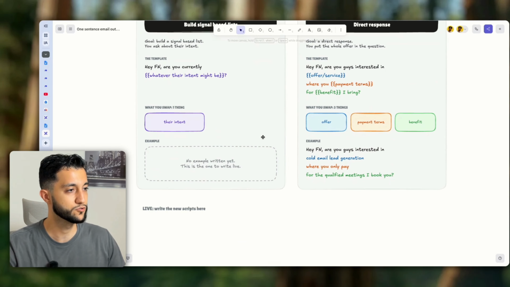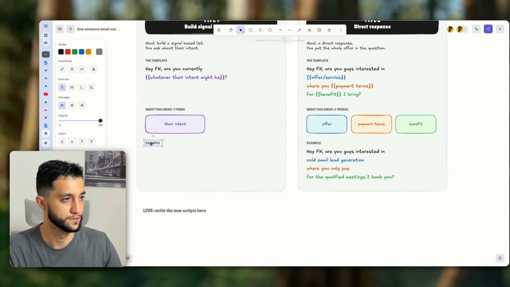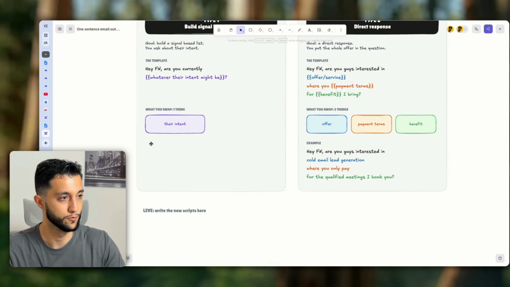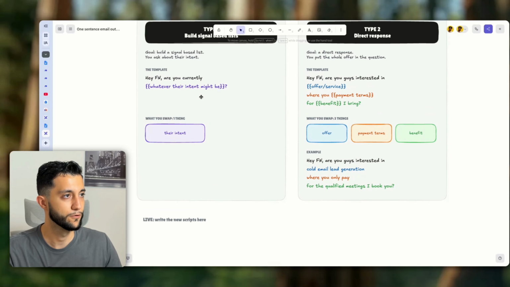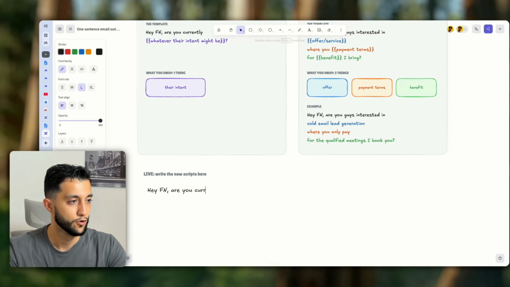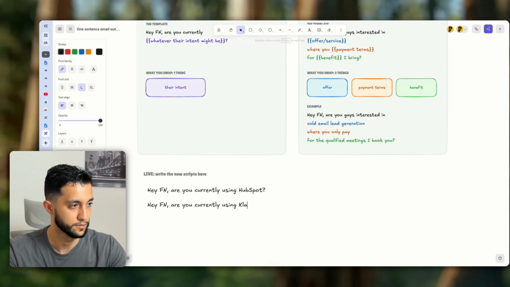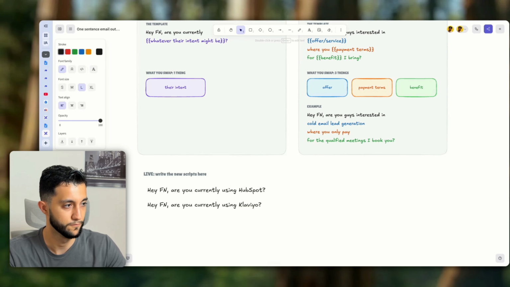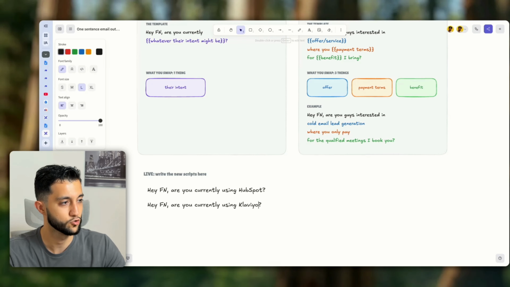So let's write a couple scripts each. Let's just remove this because I had Claude generate this for me based on a couple notes that I made, but that's fine. So let's write a couple for the intent-based ones. So we had, hey, first name, are you currently using HubSpot? Or, hey, first name, are you currently using Klaviyo for email marketing? You could even leave that out, you could make it very short. This is actually from the legend Christian Bonnier. I really appreciate this email.